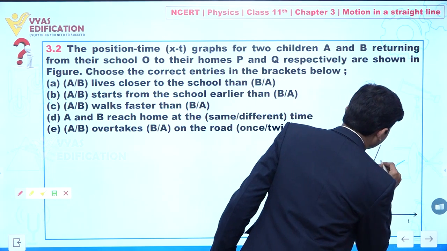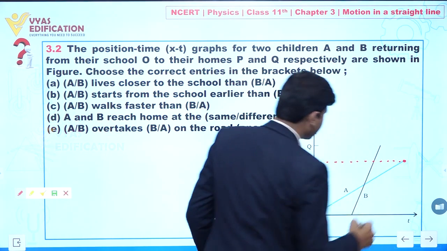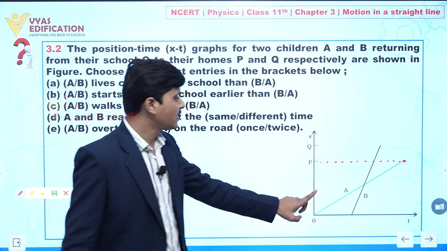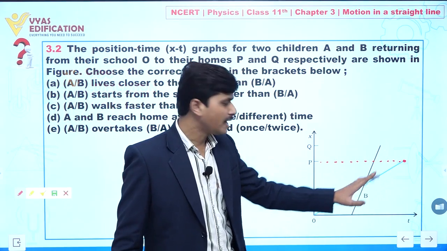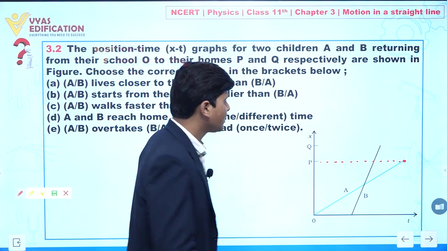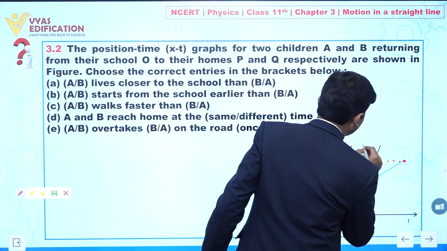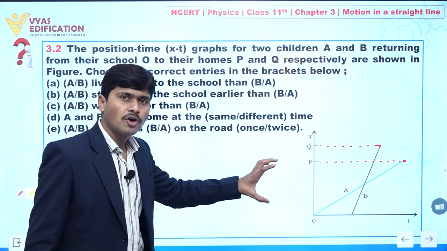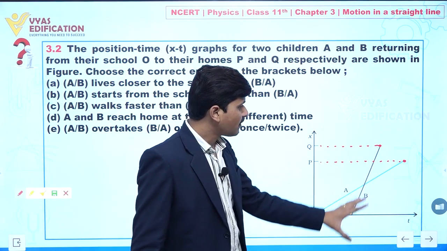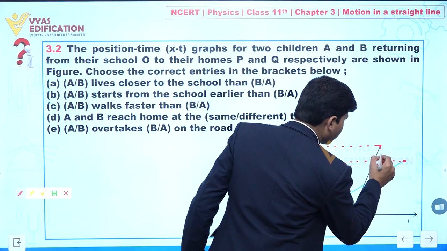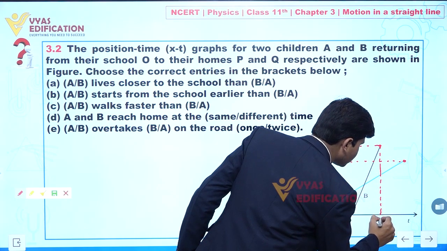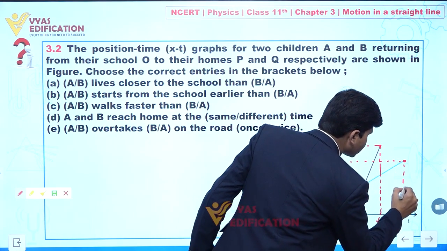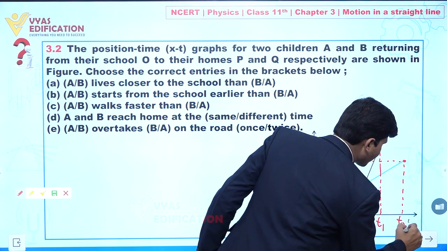Now, you can see, this blue graph represents the motion of child A and this graph represents the motion of child B, this is Q. Clear? So, P and Q are the positions of the homes. Clear? So, this graph is given to you. So, let us suppose this time is T1 and according to this graph, let us suppose this time is T2.